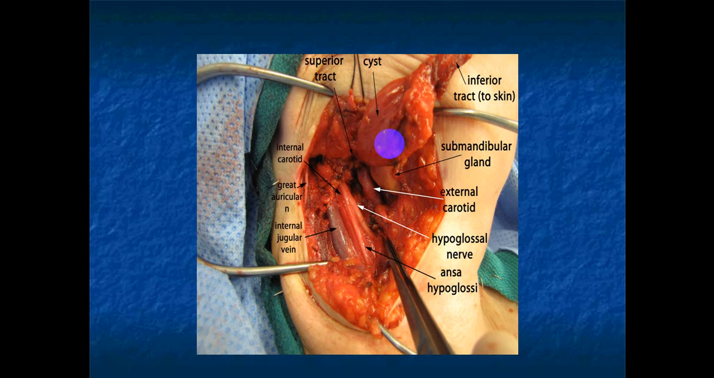Usually we do surgical excision of the branchial cyst with the associated tract, which passes between the branches of the common carotid artery, between the external and internal carotid arteries.